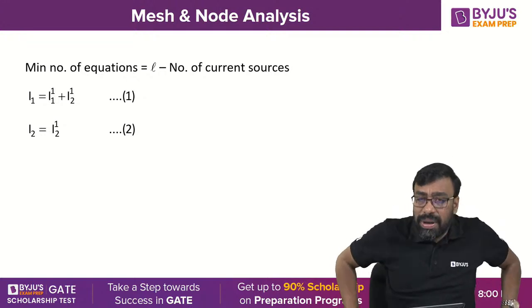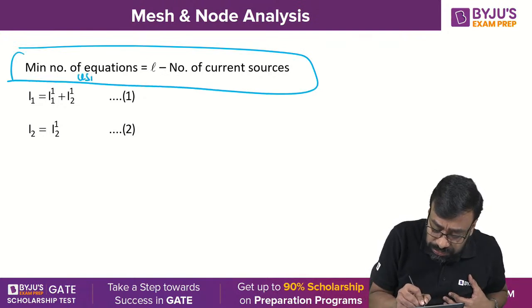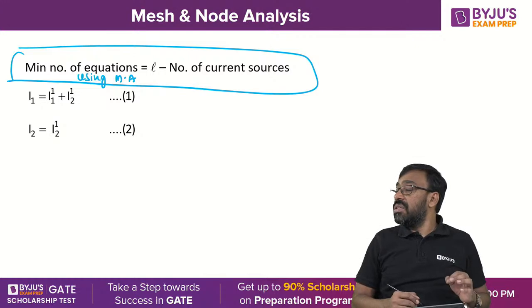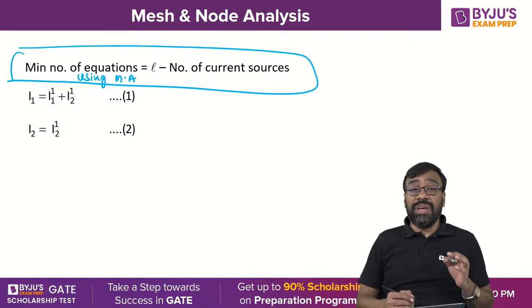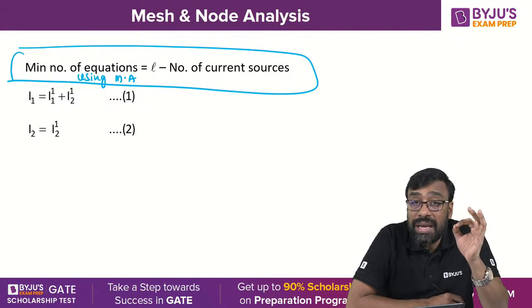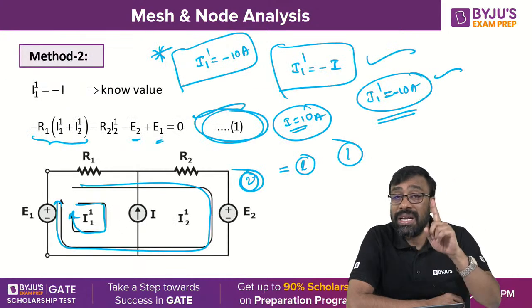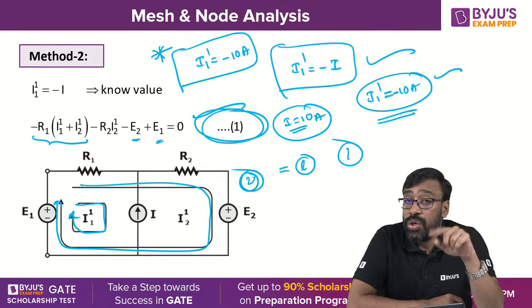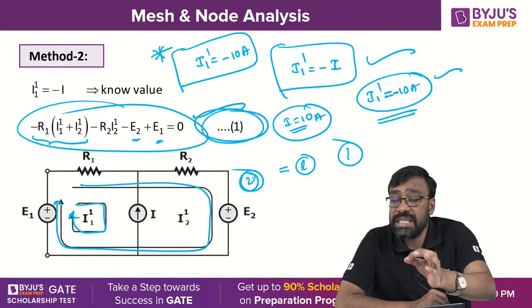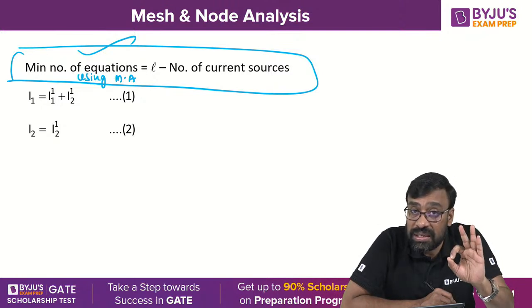Well, now what are the minimum number of equations? I can give you a standard formula using mesh analysis. The minimum number of equations required using mesh analysis is equal to L minus the number of current sources, where L means the number of fundamental loops. How many current sources are there in the earlier problem? In the previous example, 1 current source. How many loops were there? 2 fundamental loops. 2 minus 1, only 1 equation is enough to solve the network. So number of fundamental loops minus number of current sources will give you the minimum number of equations required to solve the network using mesh analysis. Got it, all of you?